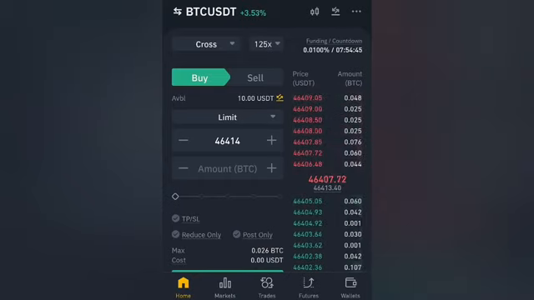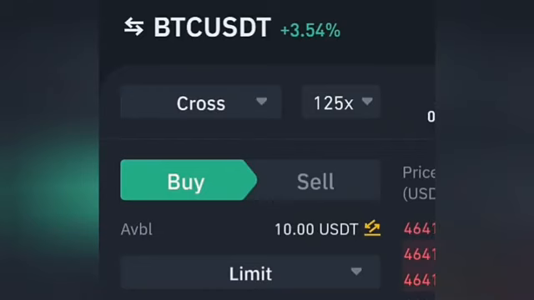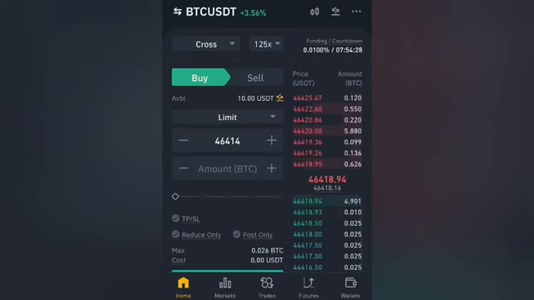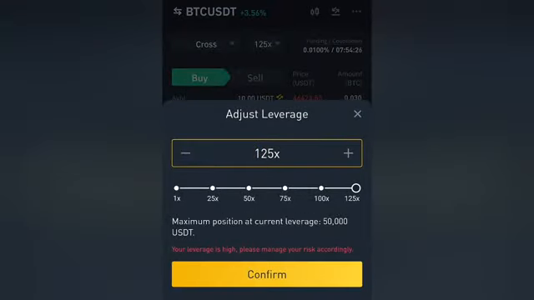And you need to know there are different types of leverages. If you click on this 125x right there, click on this. Now when you click on it, you will see that you can adjust the leverage you want to use. If you want to use 25x leverage, what this means is that when the price of the asset you are trading goes up 1%, you would get 25% on your trade. Understand?